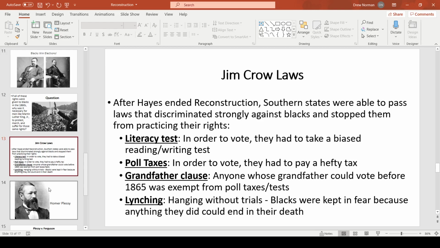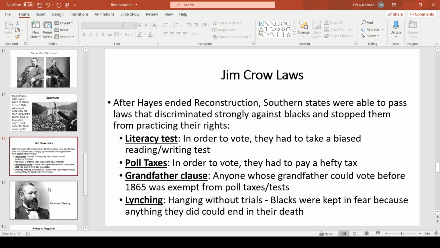If a white person applied, they would have a very simple test they would have to pass, if they had to take one at all. But if an African American man tried to vote, they would give him an extremely hard test. The grading would be horribly unfair, and that was one way that they stopped blacks from being able to vote.